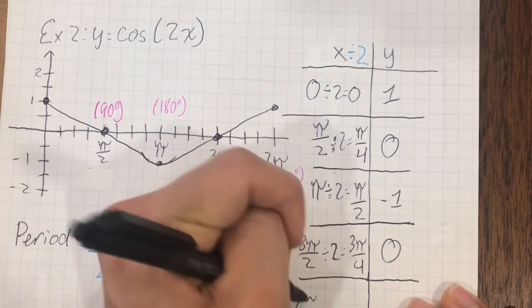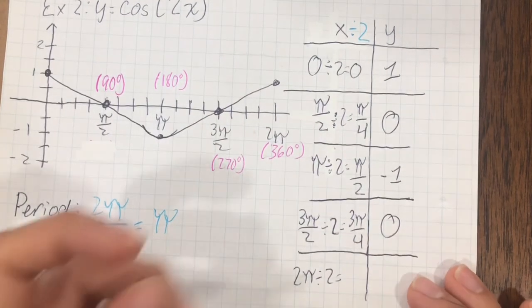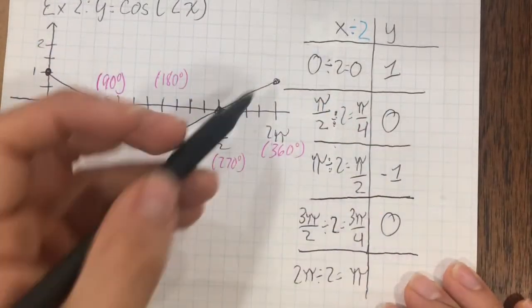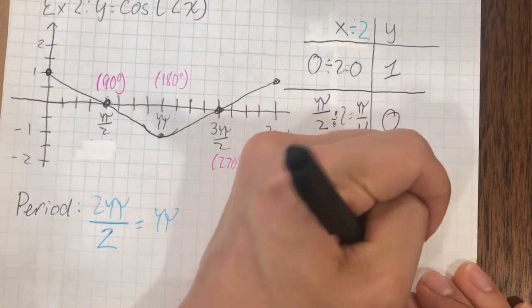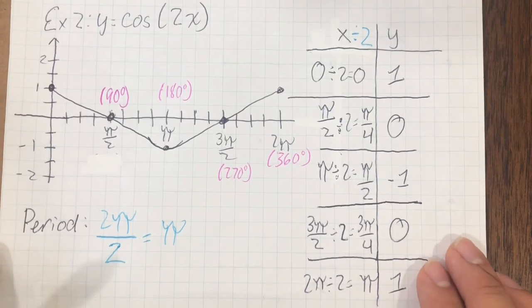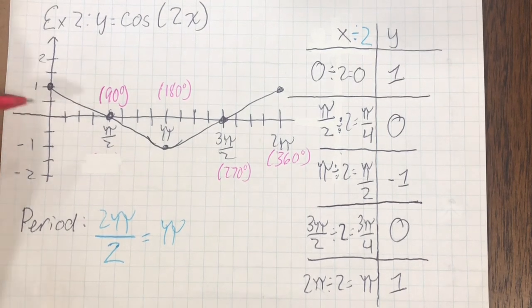So we have 2 pi, and I'm going to divide that by 2. So we have 2 divided by 2, which is easily 1. So that becomes just pi. And my y value is 1. So the only change that happened for example 2 were the x values. All right? So I'm going to go ahead and plot my new coordinates. Just for the x values, the y values stay the same. So let's go ahead and plot the new coordinates.